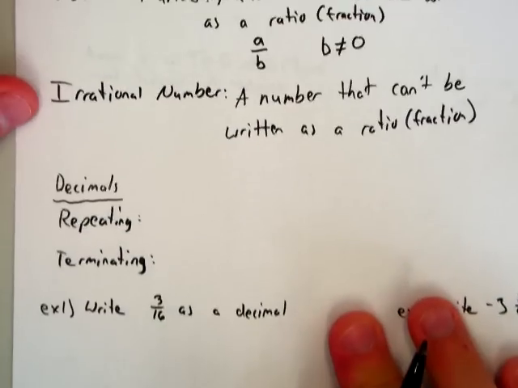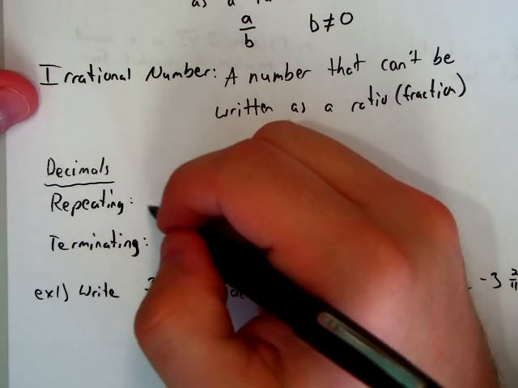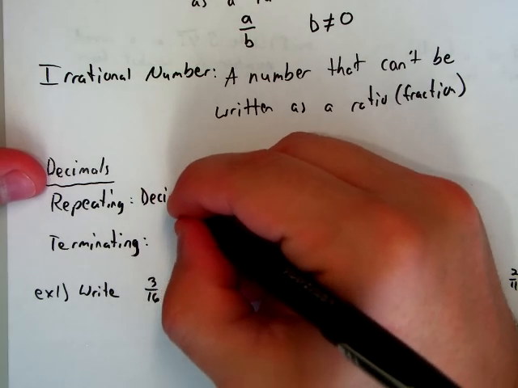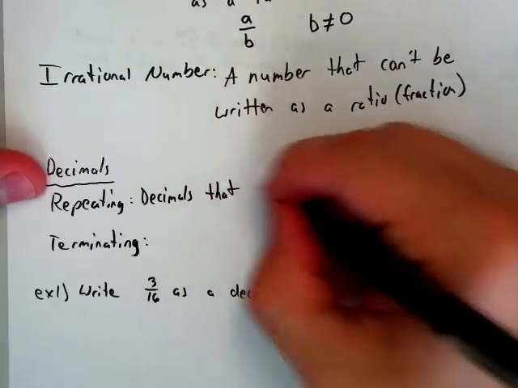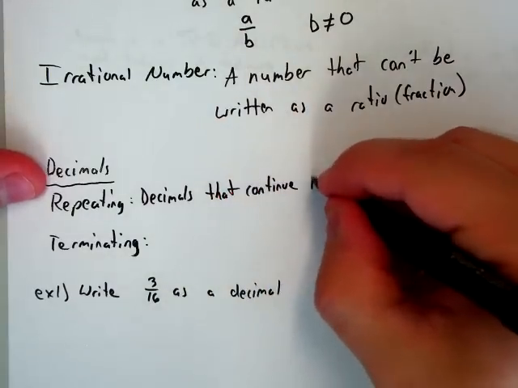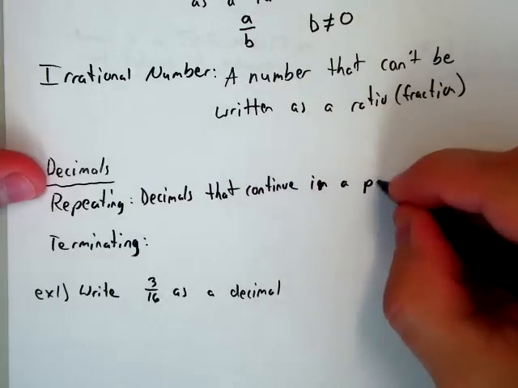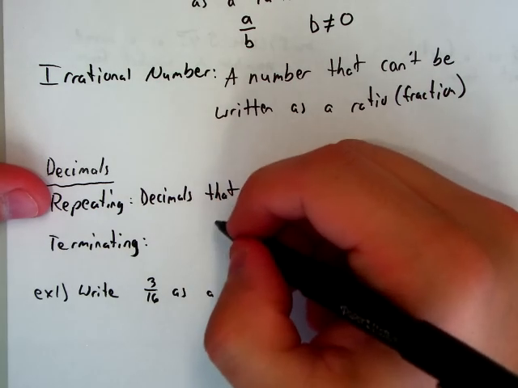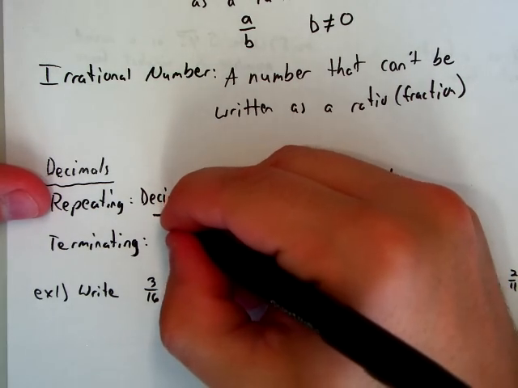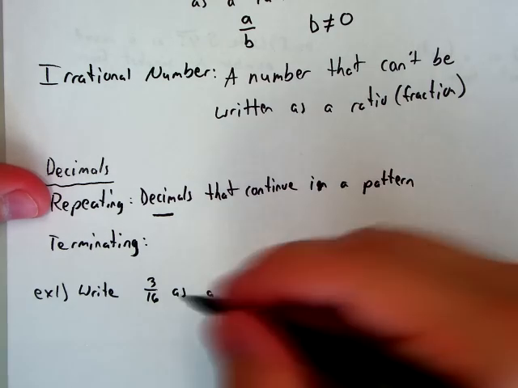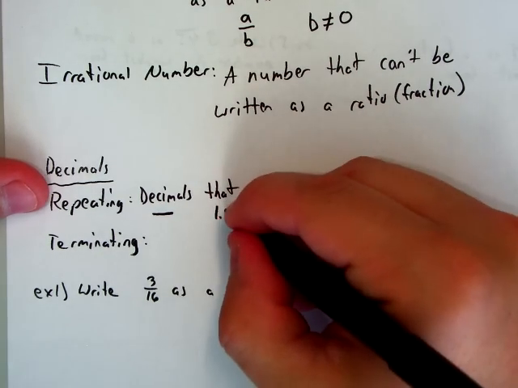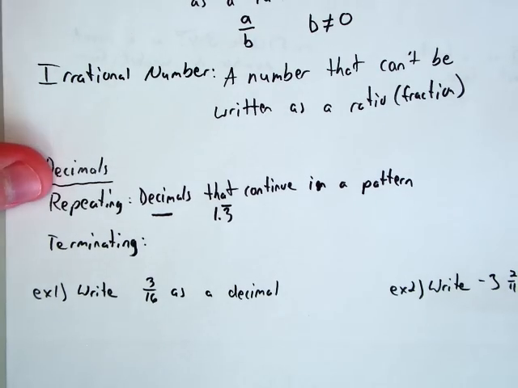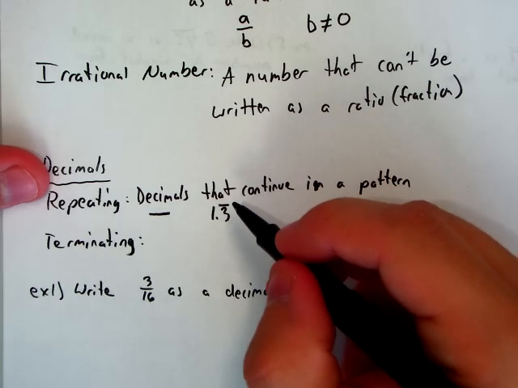So let's start talking about decimals now. We have two different kinds. We have repeating decimals and terminating decimals. Repeating decimals are decimals that continue in a pattern. The way we show what part is repeating is we put a bar over the top of the numbers that are repeating. So for example, if I have 1.3 repeating, I put a bar over the 3 because the 3 is repeating. It's going on in a pattern, and this means it goes on forever.